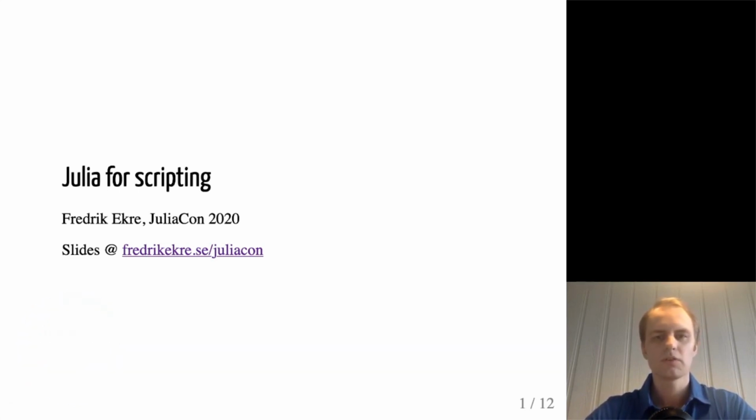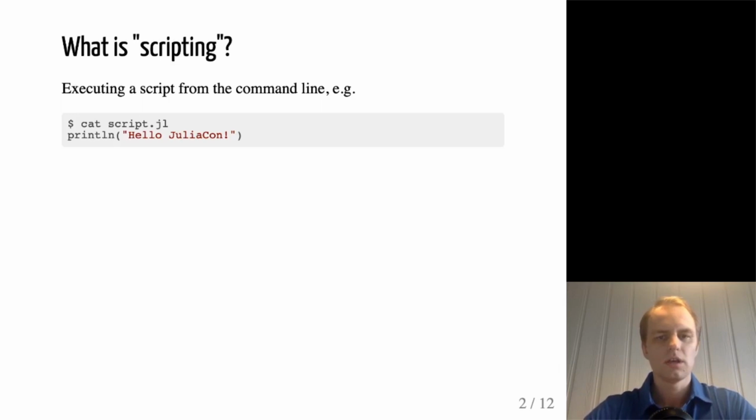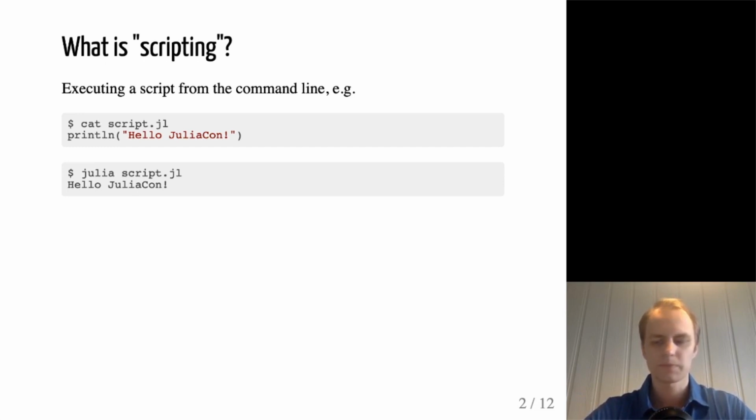So what is scripting? In this talk I will define scripting as executing a script from the command line. For example, here is a simple script file, script.jl, with just a print call inside. We can invoke the Julia binary and give it our script, and then we see the results, which just prints out "Hello JuliaCon." So this is what I mean when I refer to scripting in this talk.